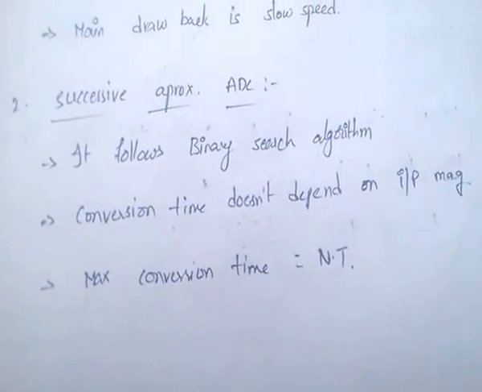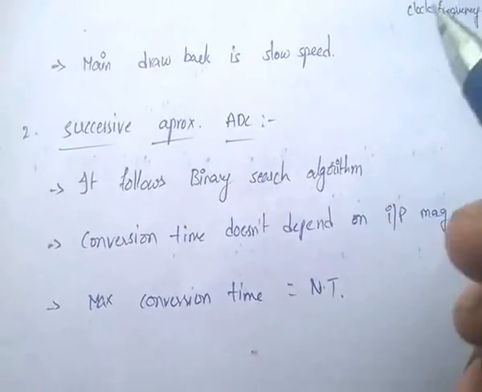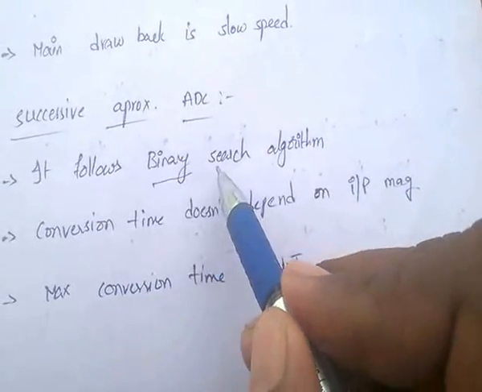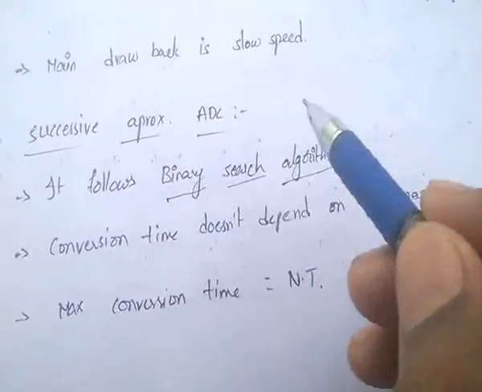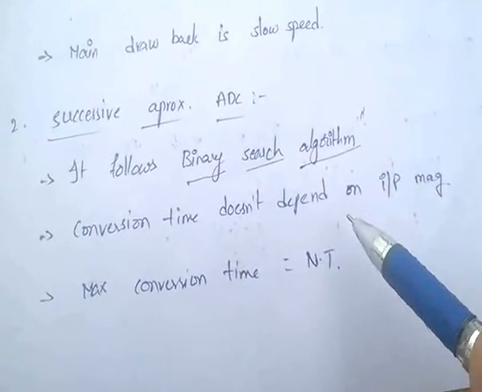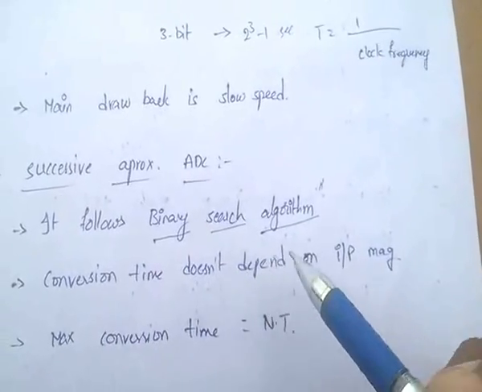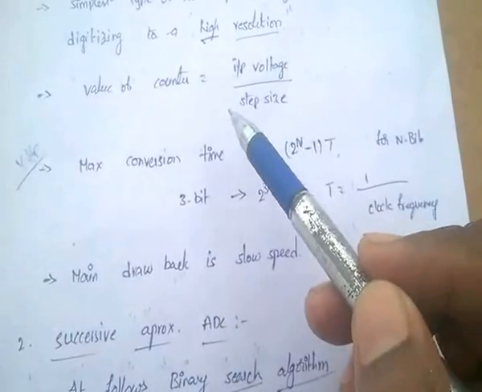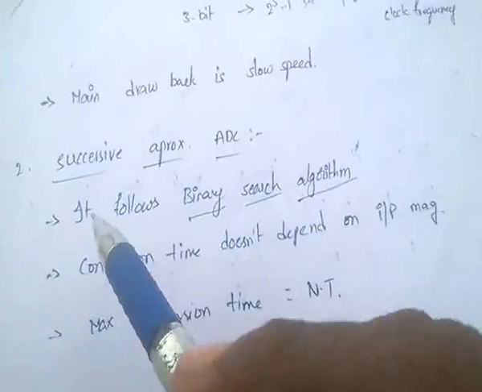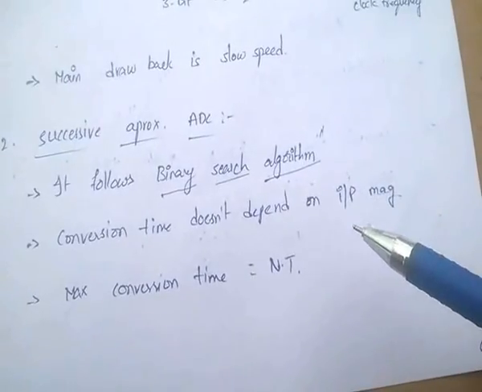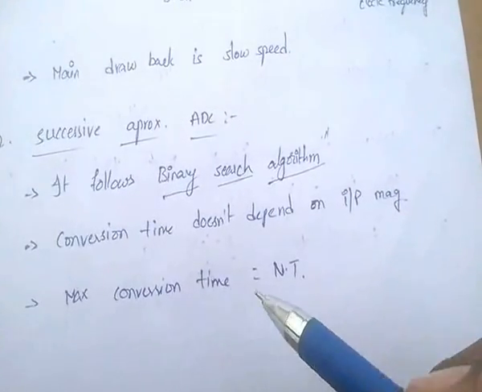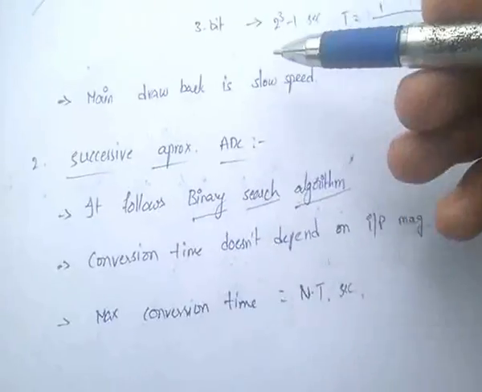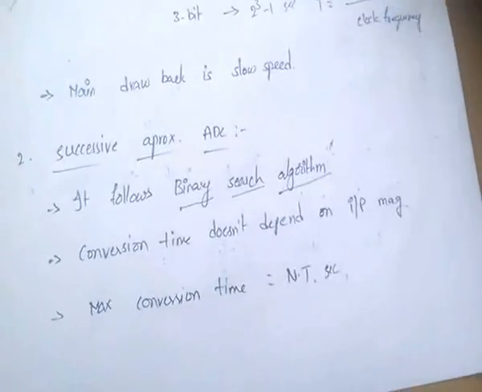Next one, successive approximation ADC. It follows a binary search algorithm. Very important. Conversion time does not depend on input magnitude. In the counter type, the value of the counter is input voltage by step size, so it depends on input voltage value. But the successive approximation ADC does not depend upon input magnitude, and the maximum conversion time is n into t seconds. That means it has higher speed than the counter type.